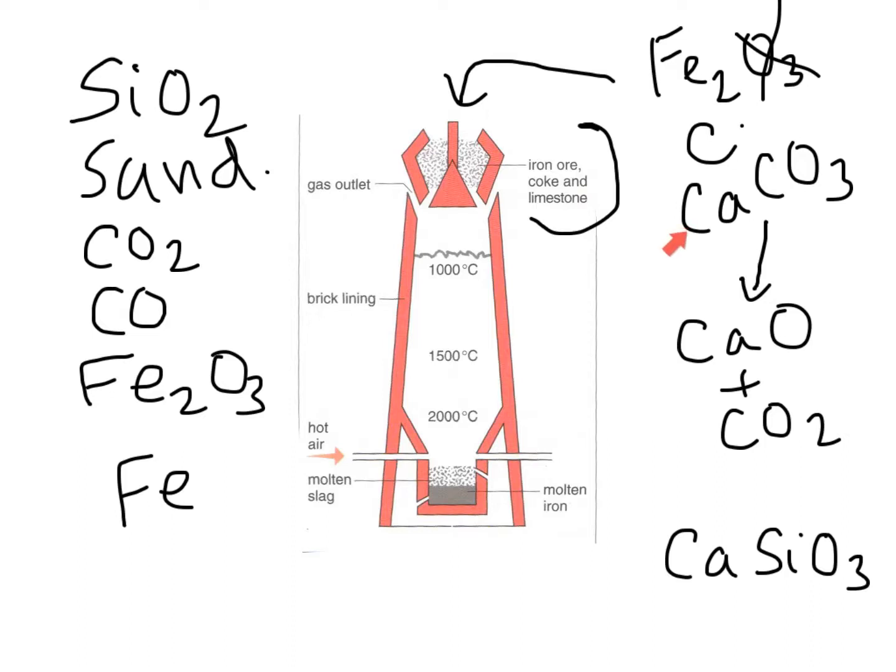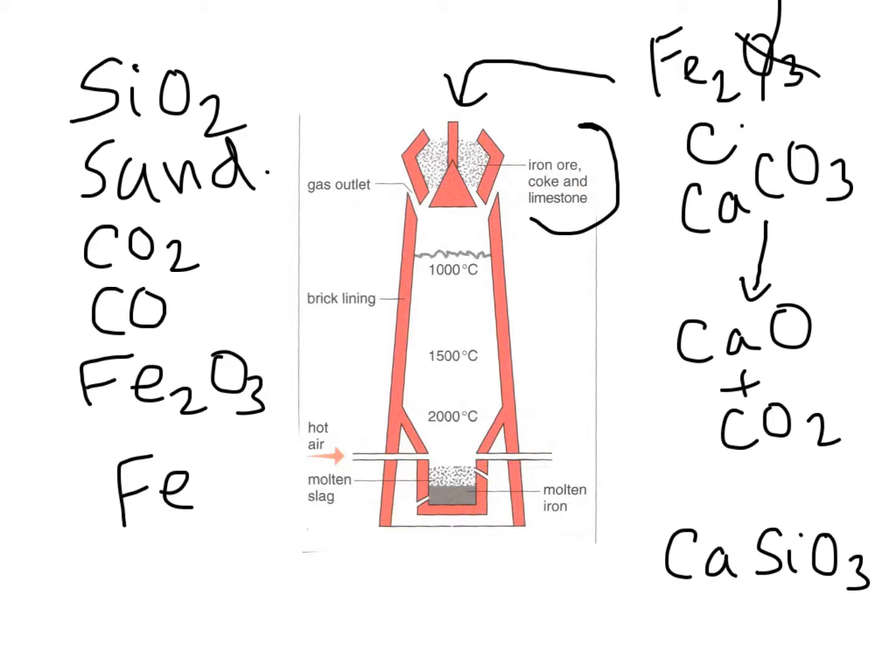Calcium carbonate, which is the limestone, breaks down into calcium oxide and carbon dioxide. The calcium oxide reacts with silicon dioxide, which is essentially sand, to produce calcium silicate. Now, we're going to be summarizing all these reactions in the next slide.